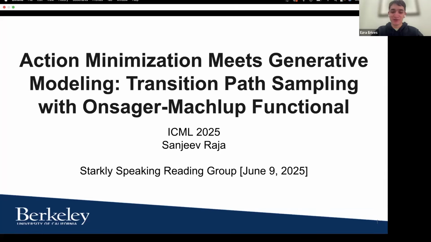Today, we have the pleasure of hearing from Sanjeev Raja, who's going to be talking about his paper, whose title is shared right now: Action-Minimization meets generative modeling, efficient transition path sampling with the Onsager-Machlup functional. So, with that, Sanjeev, I'll pass it over to you.